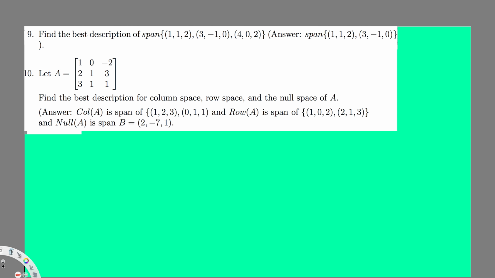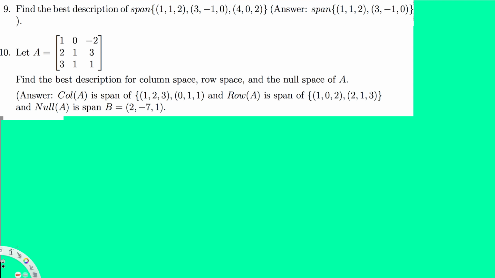Let's do this problem here. The question is asking: find the best description of span {(1, 1, 2), (3, -1, 0), (4, 0, 2)}. So to find the answer, we have to arrange these vectors in rows: 1 1 2, 3 -1 0, 4 0 2.